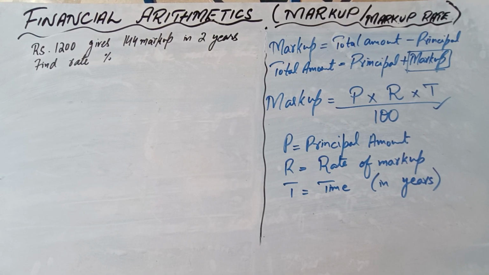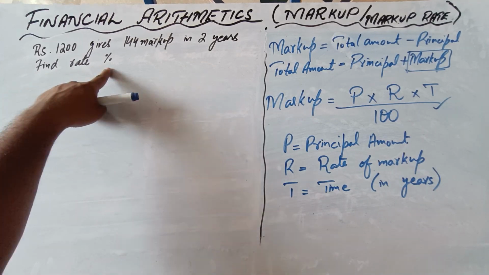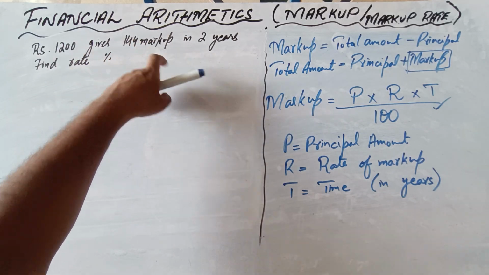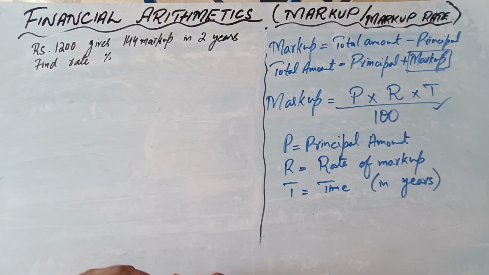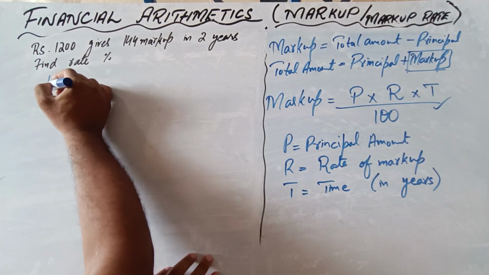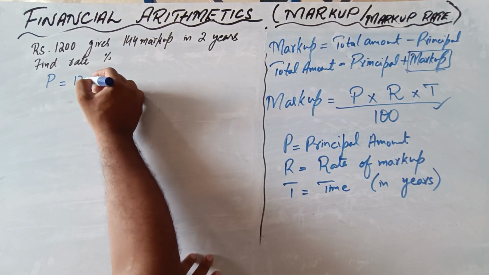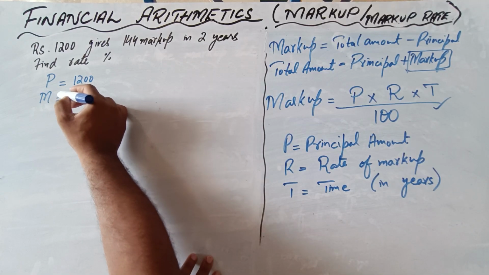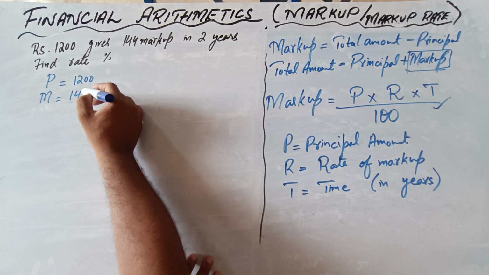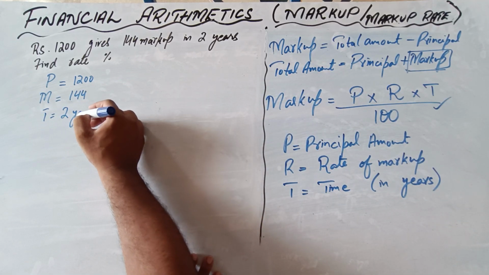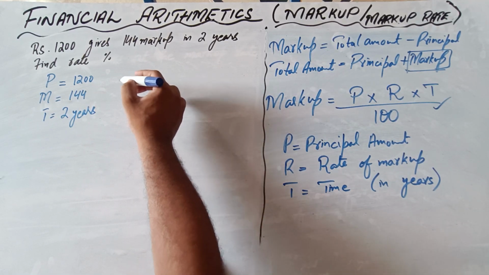Now let's look at another question in which we need to find out rate percent. Find rate percent. Rupees 1,200 gives 144 markup in 2 years. Now let's understand what is given in the data. Rupees 1,200 is the principal amount. It gives markup, it's very clear. Markup is rupees 144 in 2 years. Time is in years, so no need to change it. And we need to find out rate.